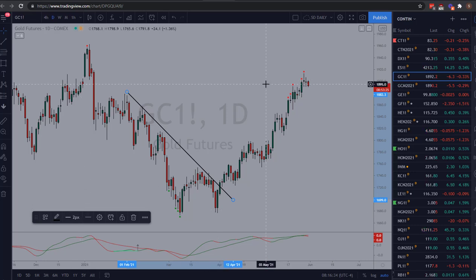Today we're going to take a look at gold. This is the continuous contract, and we're watching June gold for a potential short-term trading opportunity. This is a daily chart of gold, and you can see it looks like we're starting to get a little weak.